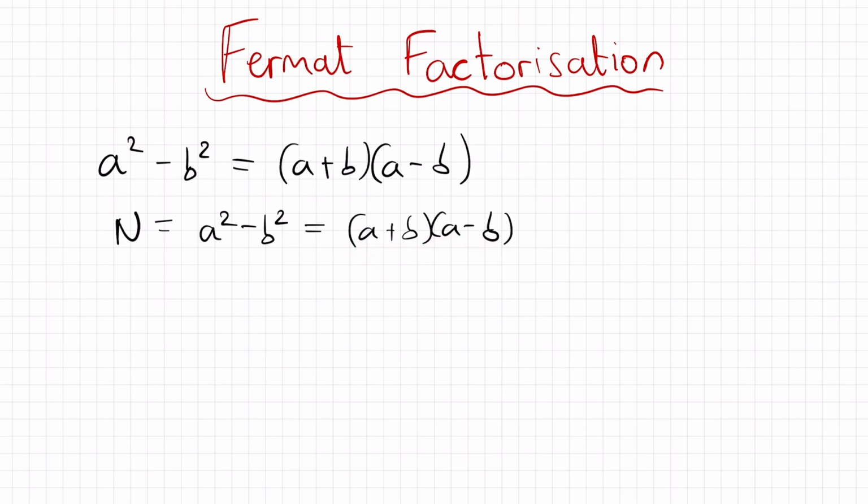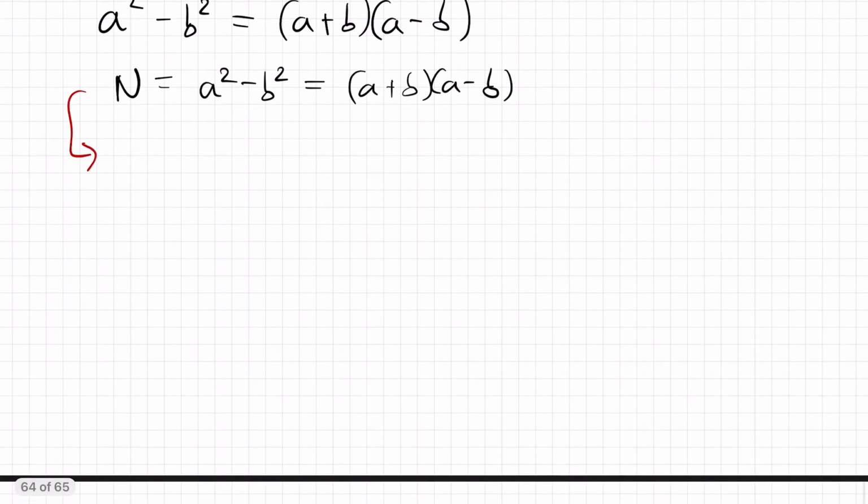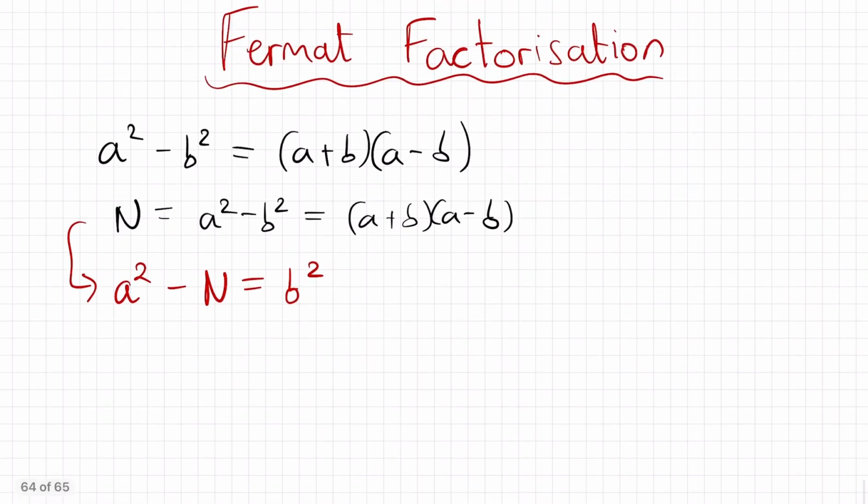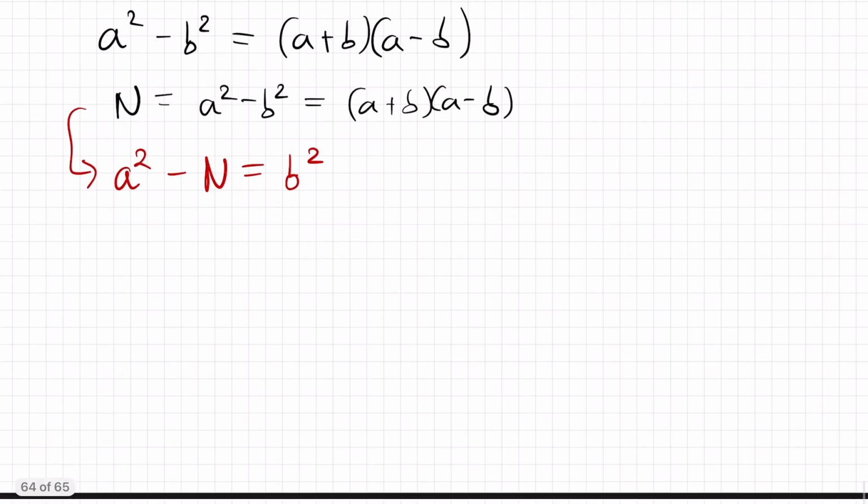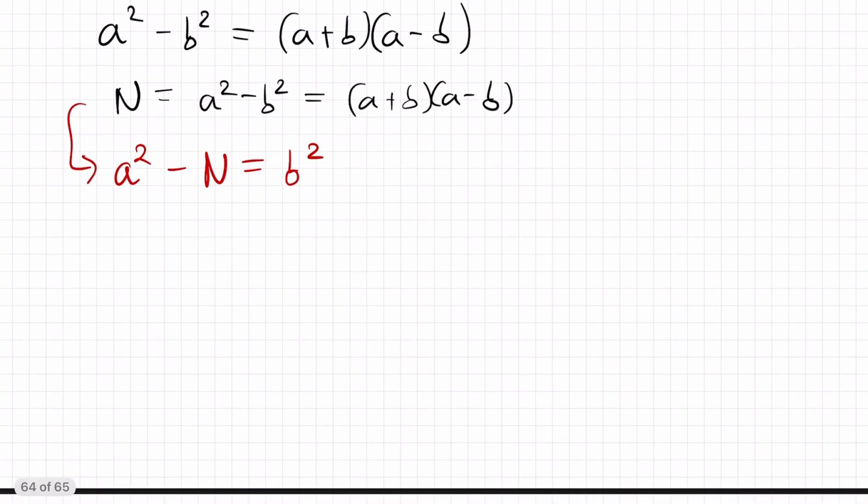So what this really means when we're trying to work it out is we just want to find something like a squared minus n, where n is our big odd number, is equal to b squared, like so. That's what we're really trying to find. So if we can find a situation which satisfies this, then we can find some factors. And I'm going to show you guys how we can do this in this video.